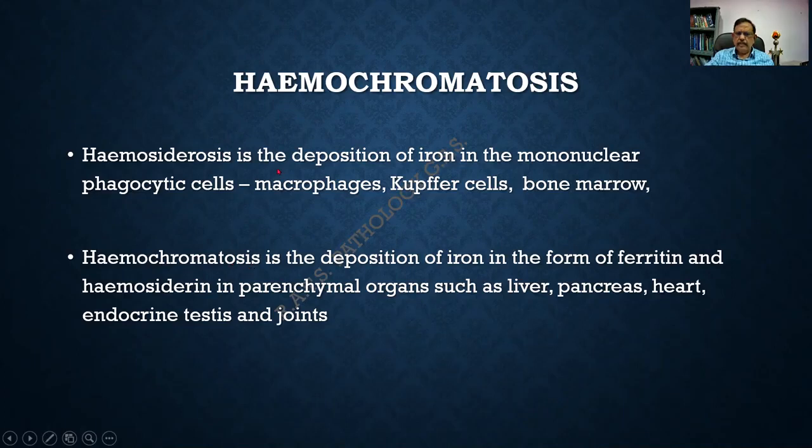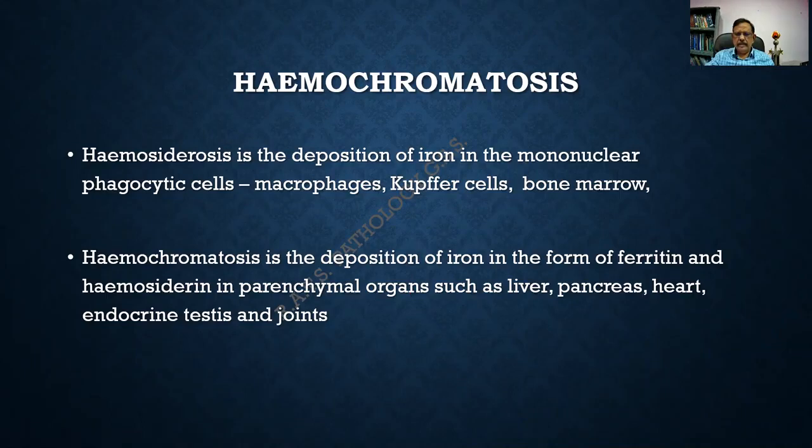Hemosiderosis is the deposition of iron in the mononuclear phagocytic cells, such as macrophages, Kupffer cells, and bone marrow. Whereas hemochromatosis is the deposition of iron in the form of ferritin or hemosiderin in the parenchymal organs.